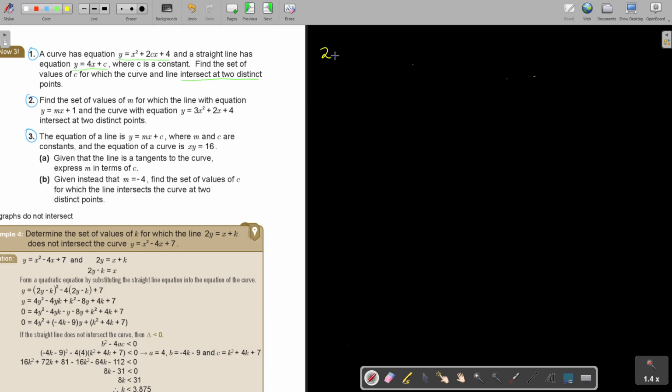Find the set of values of m for which the line with the equation and the curve with the equation intersect at 2 distinct points. Very simple, very straightforward. So they just basically give you the line. It's actually lines, but it's due to the quadratic inequalities that it becomes a little bit more challenging. Oh, I just want to get that pen correct.